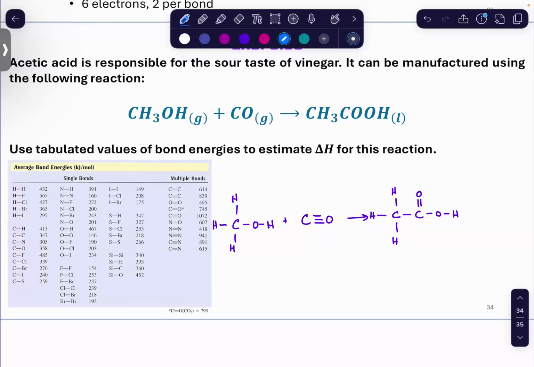Now we say what was broken, what was formed. To be able to get the C-C bond, that C-O bond is broken. You notice on the right side I have an O-H, so my O-H bond's not broken, but I need to use the carbon monoxide, so this triple bond is going to be broken. And then what's formed? A carbon-carbon bond is formed, a C-O double bond is formed, and a C-O bond is formed. So that's what we have to take account of.